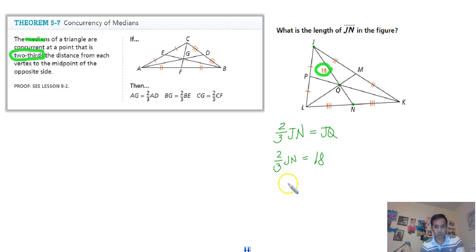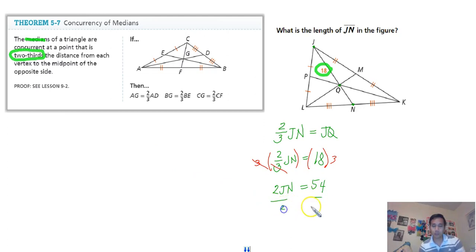Now you have to solve this one. So your JN here, to get rid of the two-thirds, I'm going to multiply both sides by 3. What you do on the left side of your equation, that's what you do to the right side of the equation also. So this will be cancelled. So you have 2JN is equal to 54. And then I'm going to divide both sides by 2.